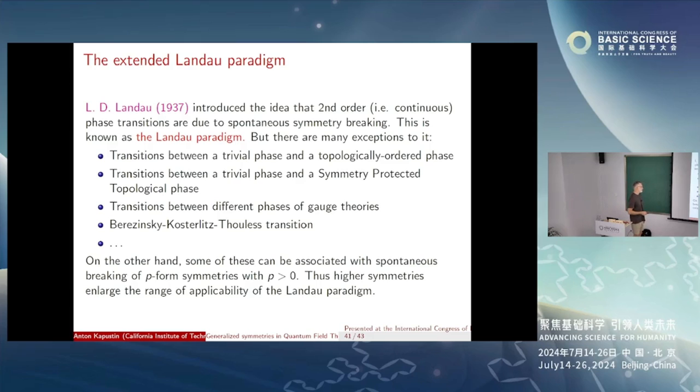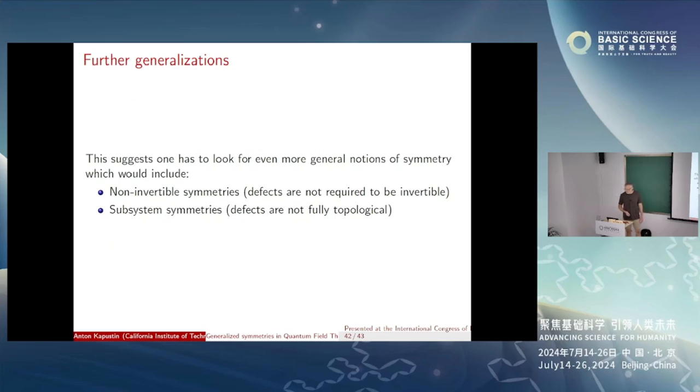But on the other hand, some of these cases can be associated with spontaneous breaking of p-form symmetries. In this way, higher symmetries enlarge the range of applicability of the Landau paradigm. Of course, there are still lots of transitions which cannot be explained in terms of breaking of any type of symmetry, of p-form symmetry. The Landau paradigm doesn't cover everything. This suggests you should look for even more general notions of symmetry, like non-invertible symmetries and subsystem symmetries, trying to extend the Landau paradigm even further. Subsystem symmetries are similar, but they do not require defects to be fully topological.